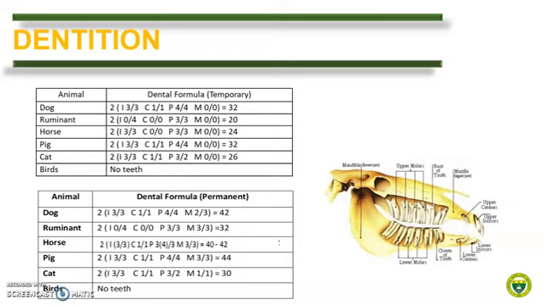Here is the temporary and the permanent dental formula of different domestic animals we are studying in this course. Please note that the molar teeth are absent in the temporary dentition. Likewise, have in mind that birds lack teeth.